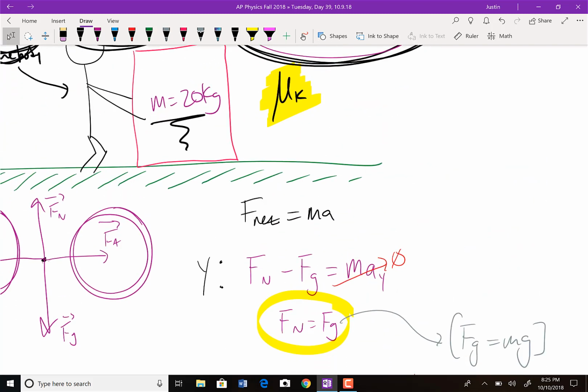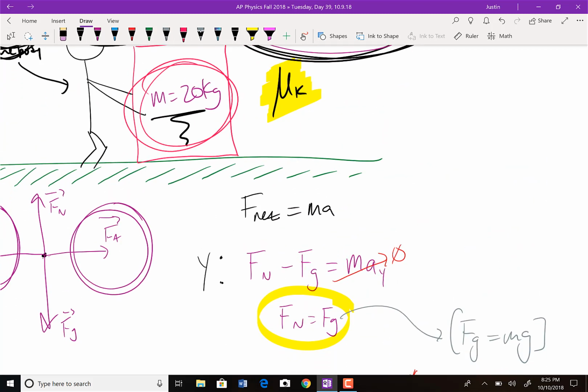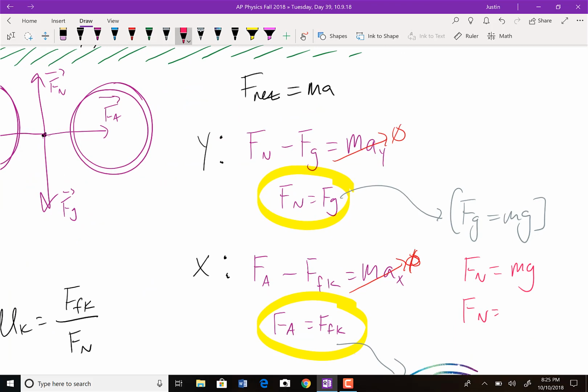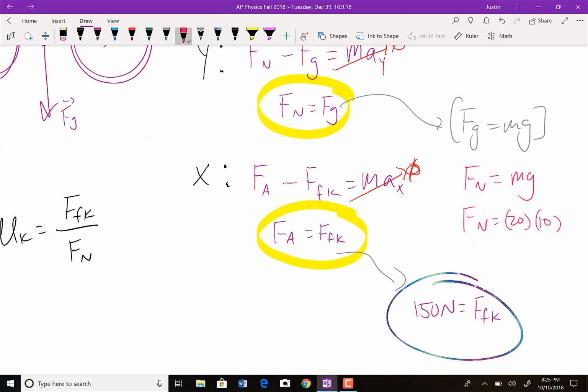Well, m is 20 kilograms, and g is just the gravitational field, which is 10 newtons per kilogram. So, in other words, the normal force is 200 newtons. And again, I'm going to circle all that. So now I got the normal force and I got the friction force.